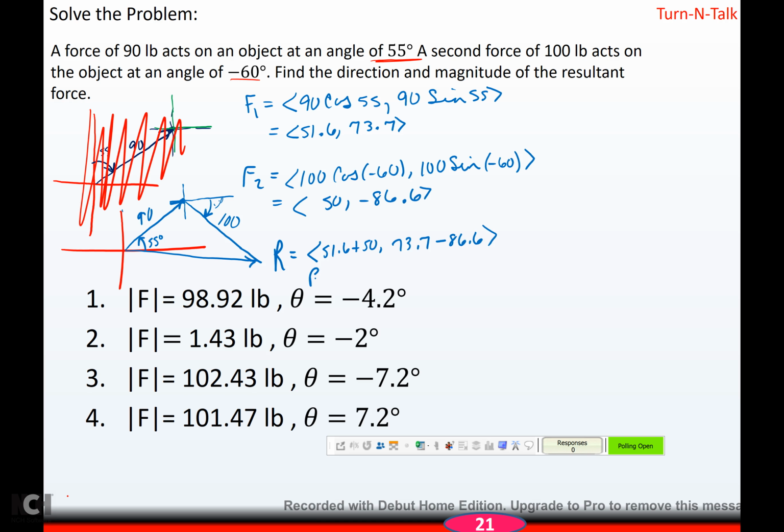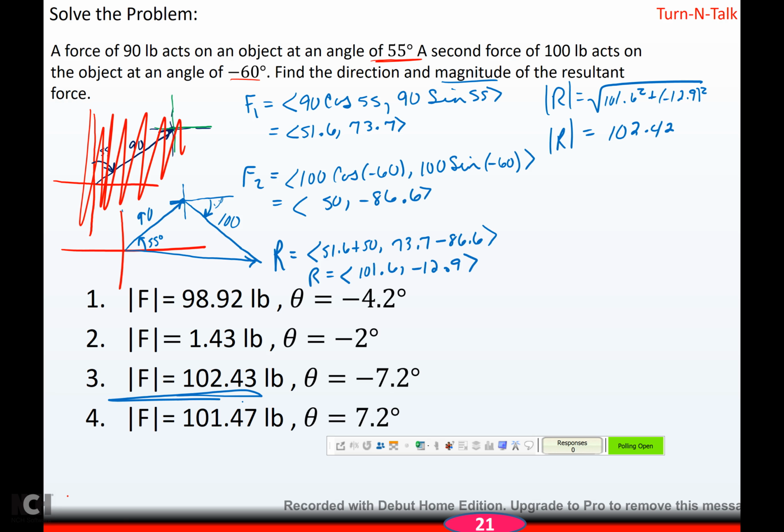And that gives me my resulting vector of 101.6 comma negative 12.9. So now I have to find the magnitude of R, which is going to be the square root of 101.6 squared plus negative 12.9 squared, which gives me a magnitude of 102.42. Okay, so there's the magnitude of the resultant, 102.42, so it's got to be this one. But let's find that direction angle.